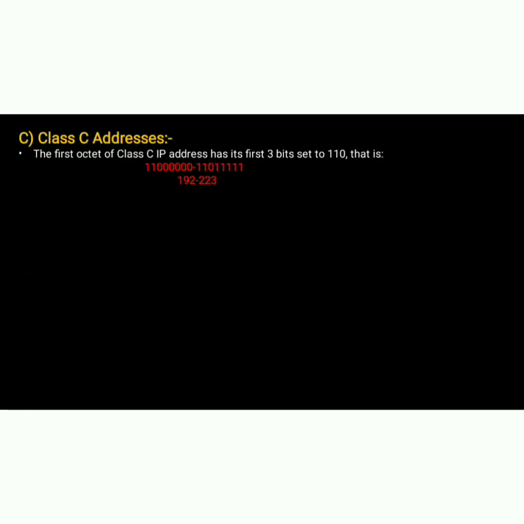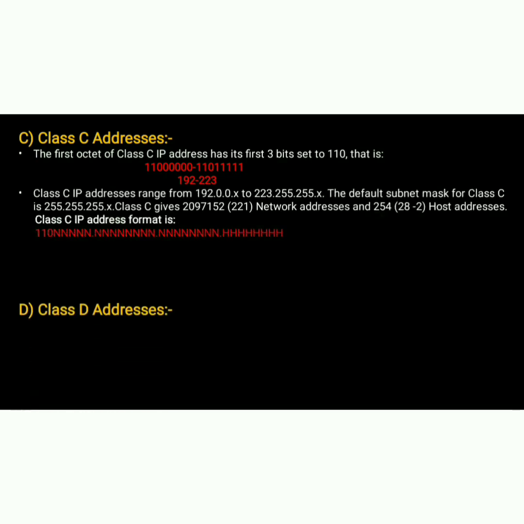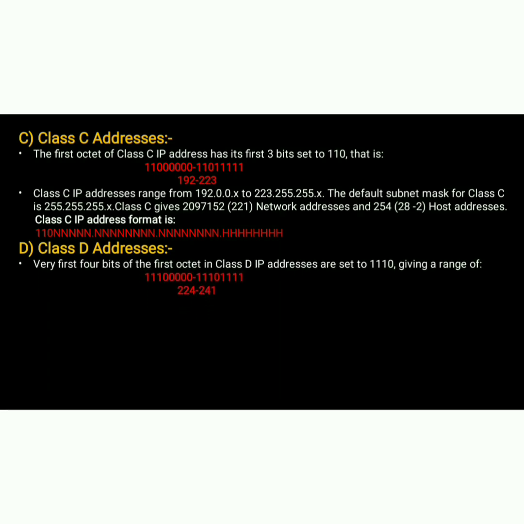Now the Class C addresses. The first octet of Class C IP addresses has its first 3 bits set to 110. It ranges from 192 to 223, and the IP address format is given here. Now the Class D addresses. The very first 4 bits of the first octet in Class D IP addresses are set to 1110, and it ranges from 224 to 241.